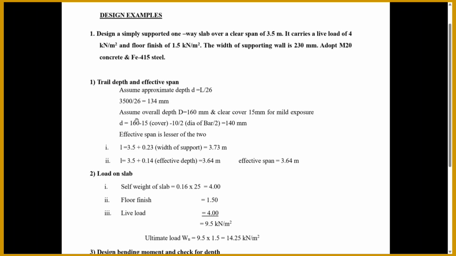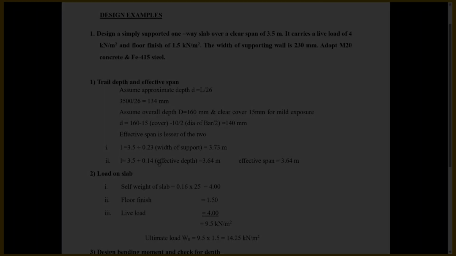For that, we will assume a 50 mm cover for the exposure condition. 160 is our overall depth, minus the 50 mm cover. We will use a 10 mm dia bar for the detailing. Divide by 2, meaning we measure from the center of the bar. So our effective depth is 140 mm. And after that, we will find the effective span.